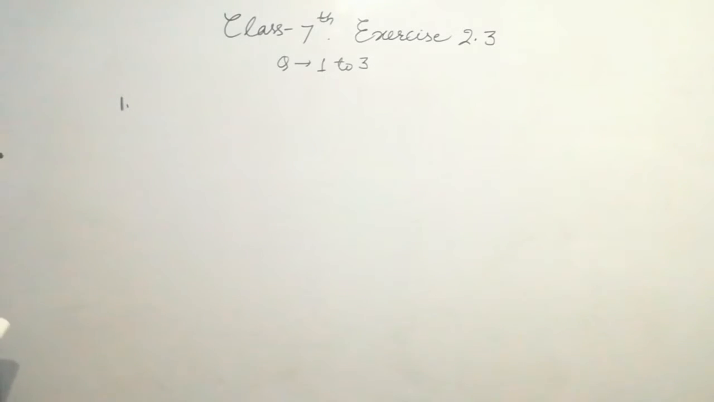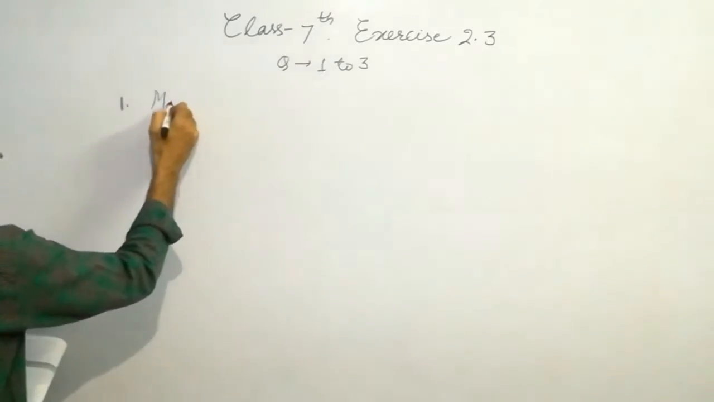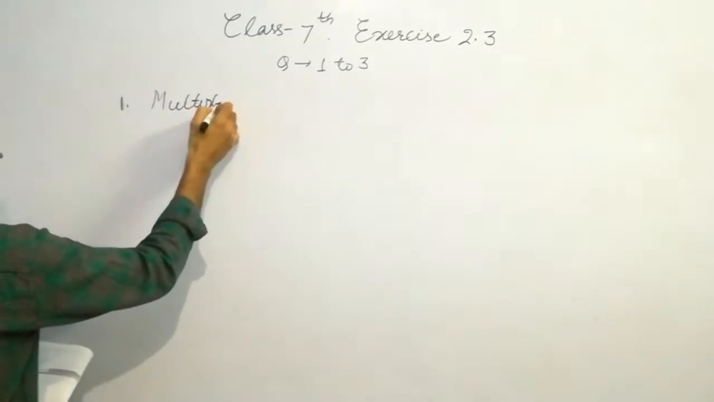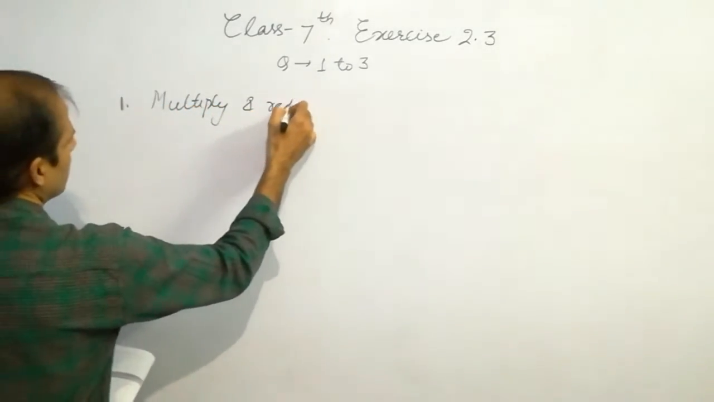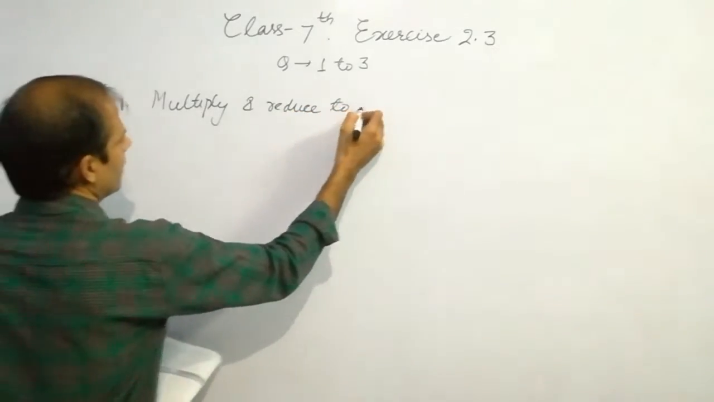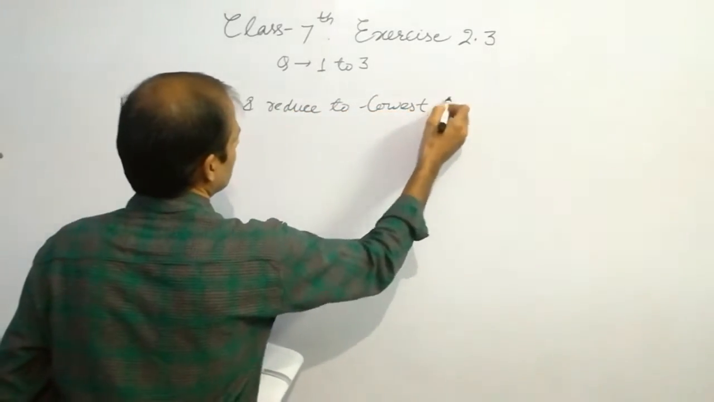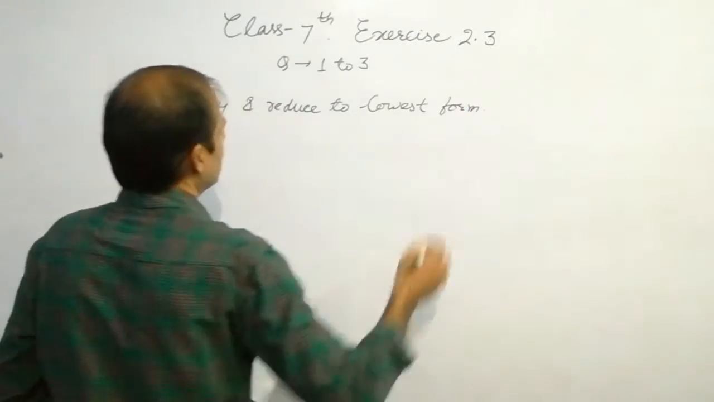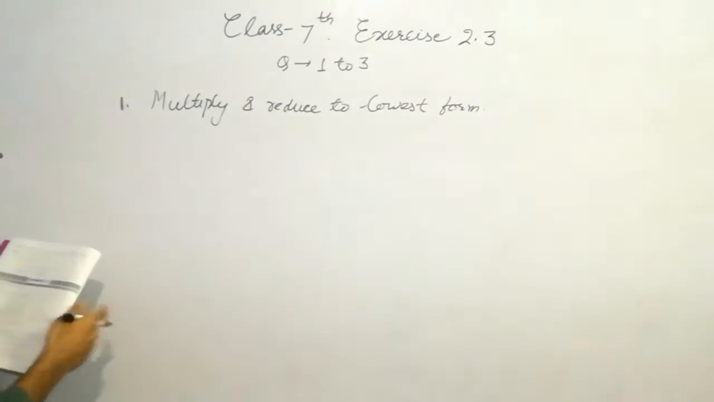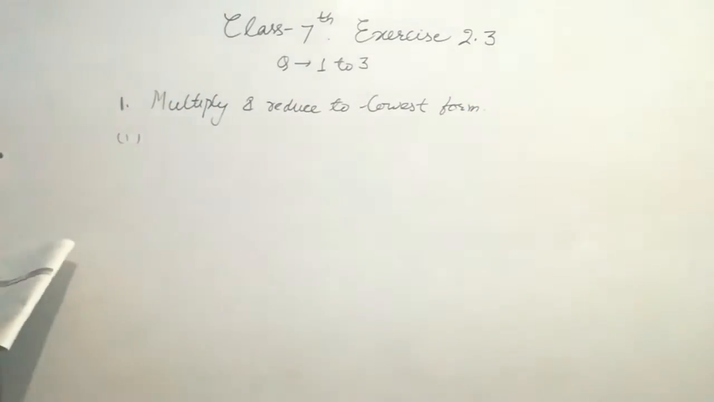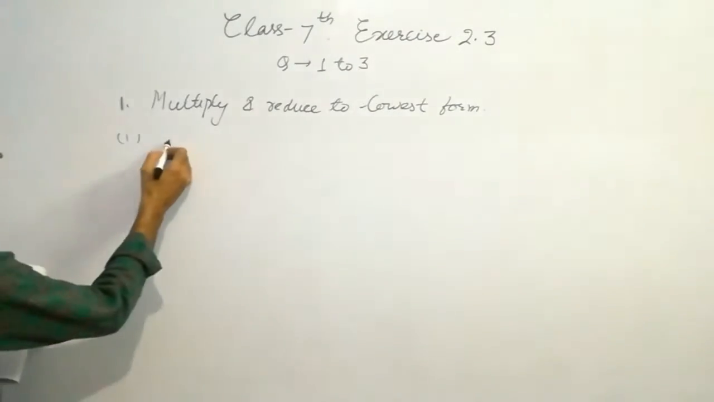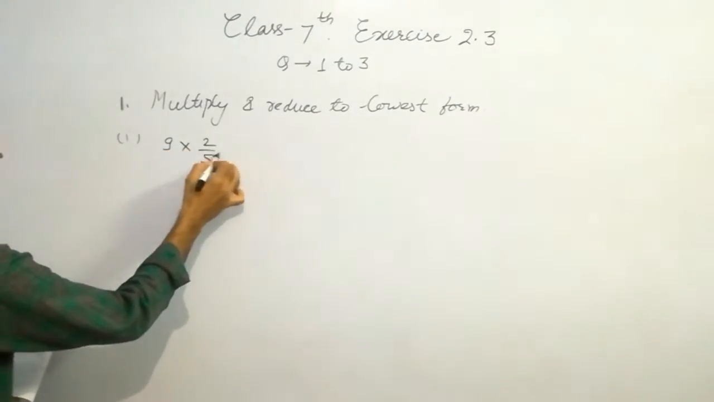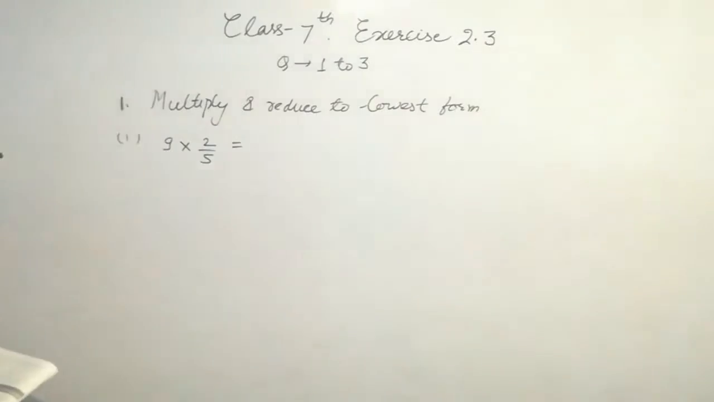First question is multiply and reduce to lowest form. Now first part, there are 4 parts. First is 9 into 2 upon 5. So we have to multiply.